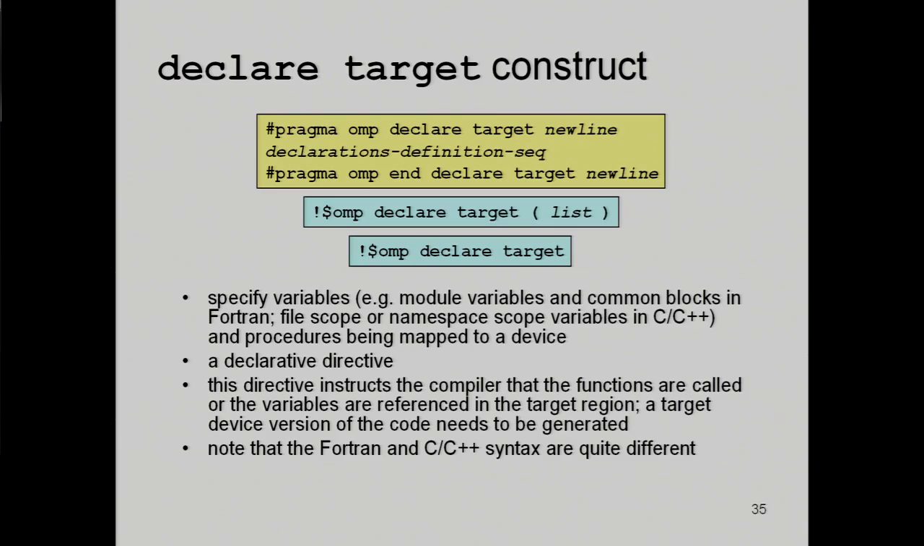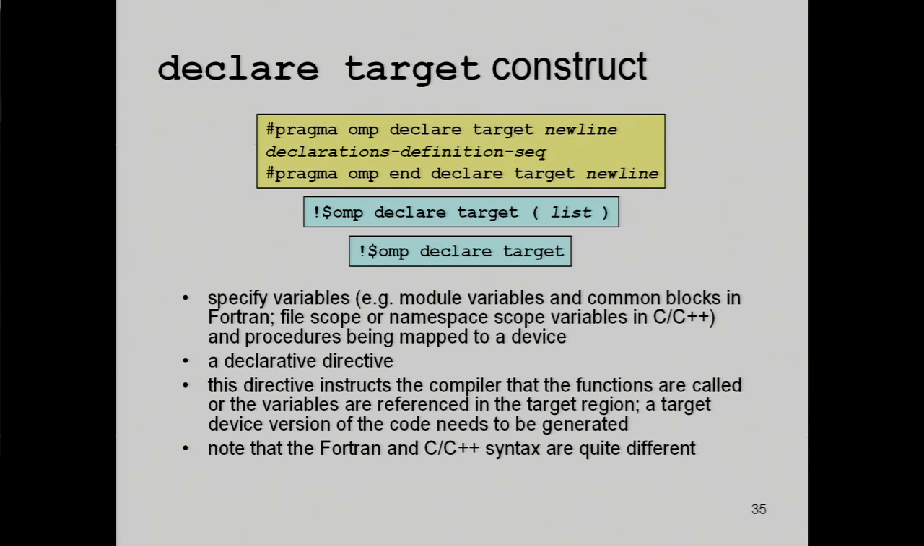Okay. So another set of constructs, because there's a whole family of these constructs related to each other, I just want to introduce at the same time. This is called the declare target construct. What it does is that if you have some global variable, like a module variable in Fortran, or a static variable in C or C++, a file scope variable, and you need to use it in the target device, you need to declare it with the declare target directive. Okay, so this is what this is for.